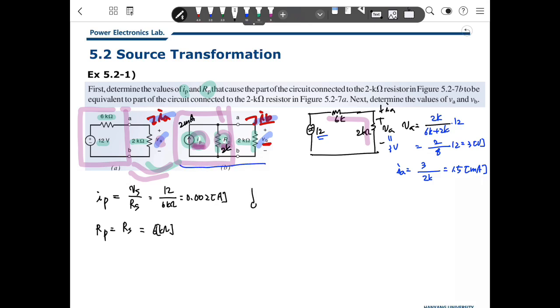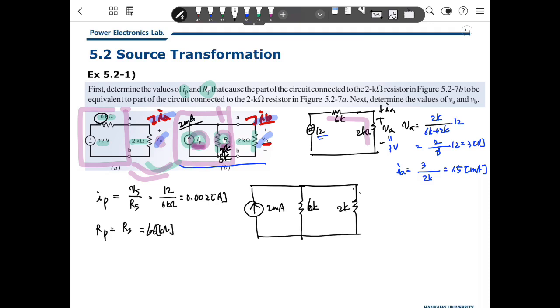And this is another circuit. We need to check. If we design the current as 2 milliampere and 2 kilo ohm. Oh, excuse me, this is not 2 kilo ohm, this is 6 kilo ohm. I'm sorry. 6 kilo ohm, and the target is just 2 kilo ohm. It's VB and this current is IB.